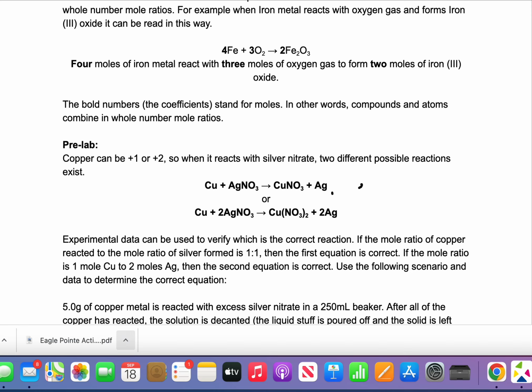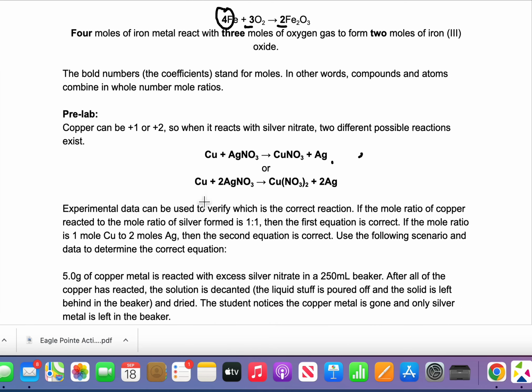One of the key things to know is when you see a balanced chemical equation, the numbers in front, like this 4 right here, the 3 there, and the 2 there, those stand for moles. So this could be 4 moles of iron plus 3 moles of oxygen makes 2 moles of iron(III) oxide. Well, let's pretend that we could do a reaction between copper and silver nitrate, and we're trying to figure out which equation actually happens. We can use the experimental data to figure that out.